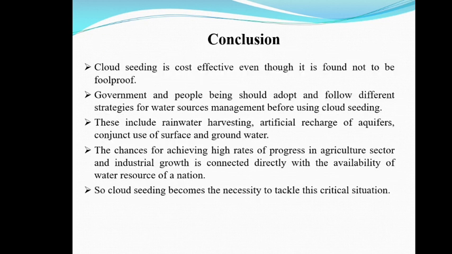At last, we can conclude that cloud seeding is effective even though it is not foolproof. Government and people should adopt and follow different strategies for water source management before using cloud seeding. These include rainwater harvesting, artificial recharge of aquifers, and conjunctive use of surface and groundwater. The chances for achieving a high rate of progress in the agriculture sector and industrial growth are connected directly with the availability of water resources of a nation. So, cloud seeding becomes necessary to tackle this critical situation.